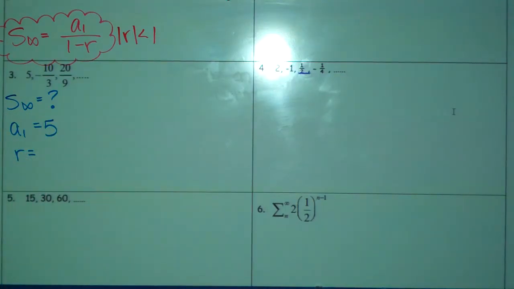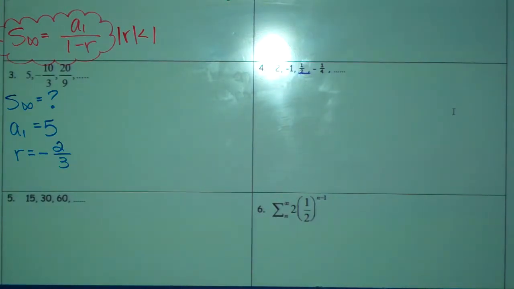And in this case, the ratio is kind of weird. Let me write it off to the side real quick. 5, negative 10 thirds, positive 20 ninths. So it's definitely negative because it's going positive, negative, positive. And it's something about a third because we've got a third here, and then 3 times 3 would give you 9, and so forth. And when I look at the numerators, 5 to 10, 10 to 20, looks like I'm multiplying by 2.